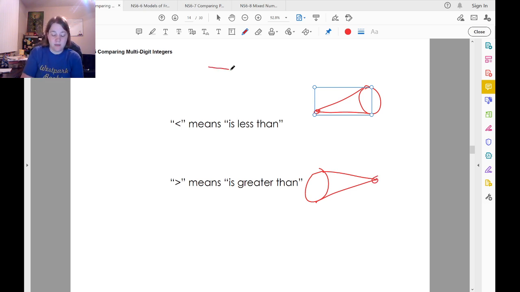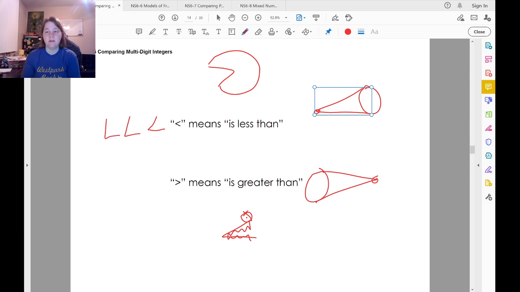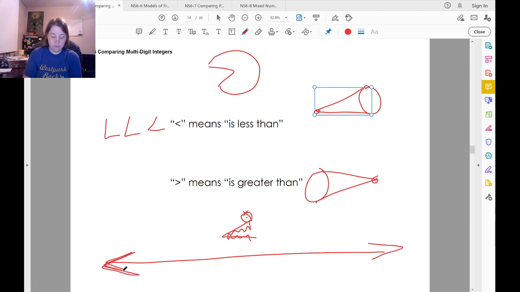You can think about Pac-Man eating the bigger number. You can think about an alligator eating a bigger number. Angry alligator. You can also think of the fact that the less than symbol, if you turn it, looks like a letter L for less than. There's no cool one for greater than that I've thought of. You can also think of the number line, and you can see that the less than sign points to the smaller numbers, and the greater than sign points to the greater numbers.